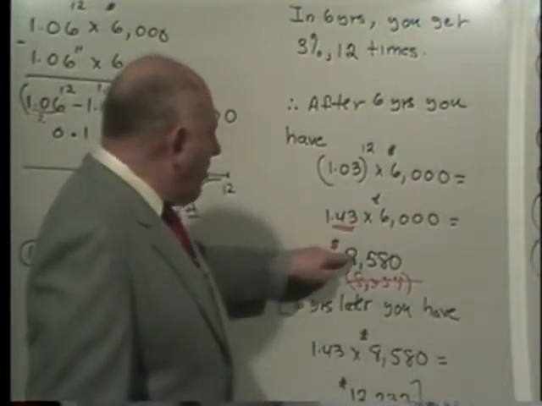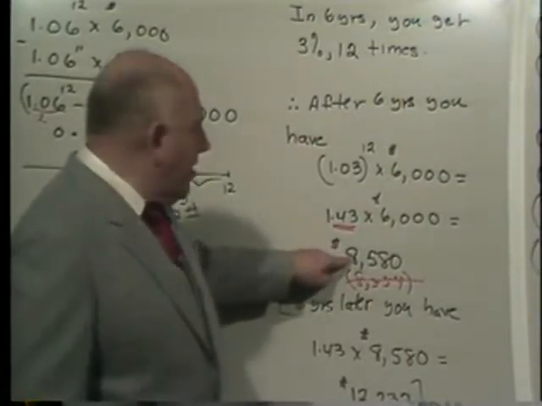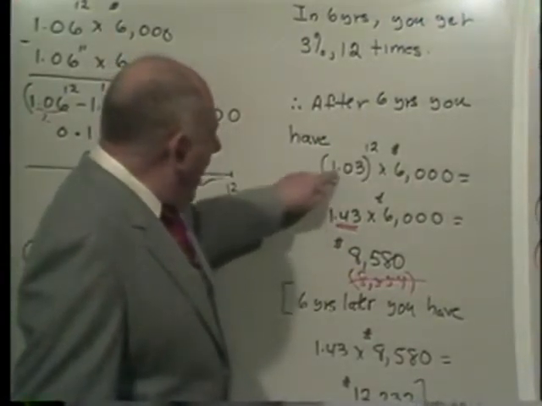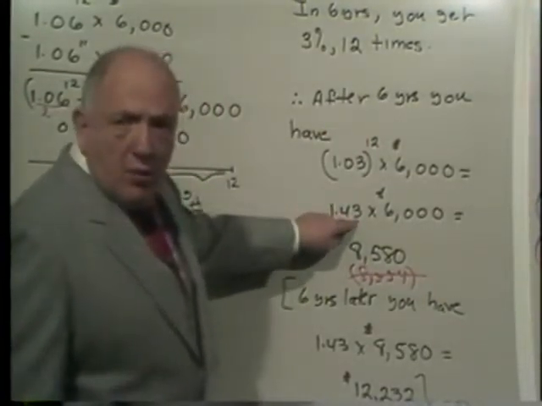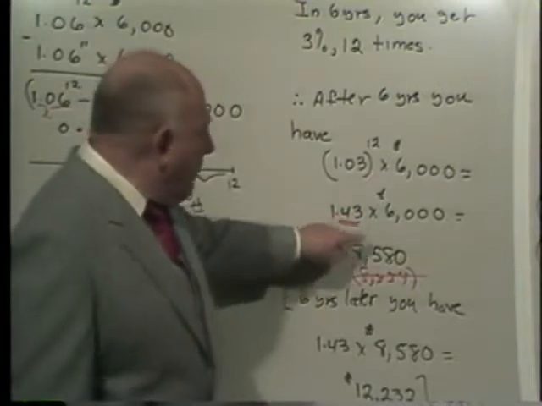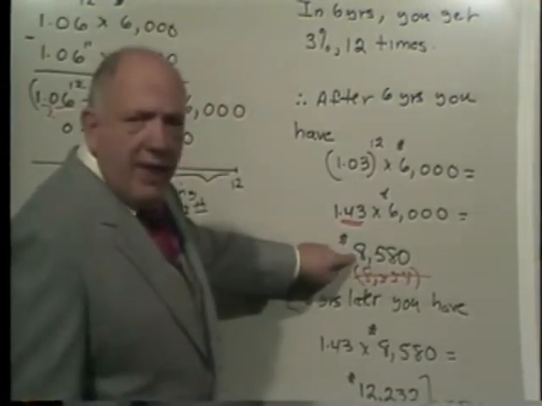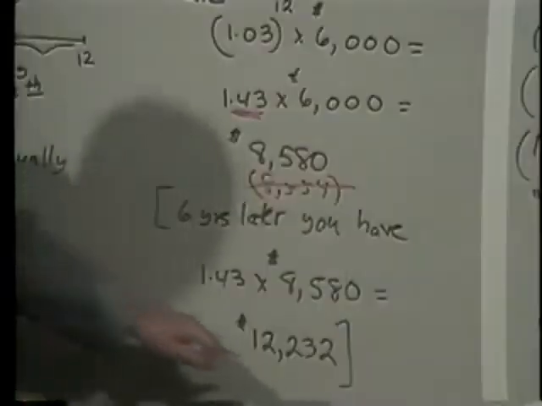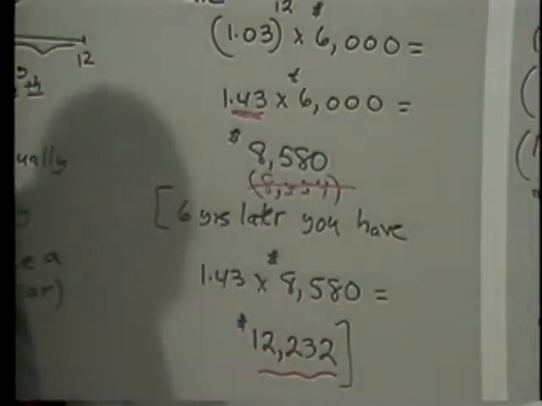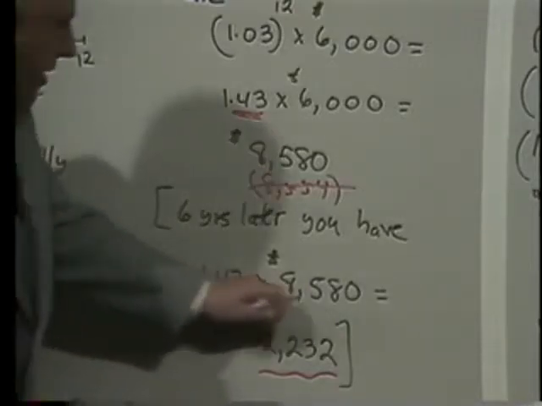In other words, suppose I leave this money in for 6 more years. See, during the next 6 years, I'm still earning 1.03 to the 12th, which is 1.43. But now I'm earning it on what? The $8,580. So 6 years later, I now have what? $12,232. In other words, I've got to multiply this by this.